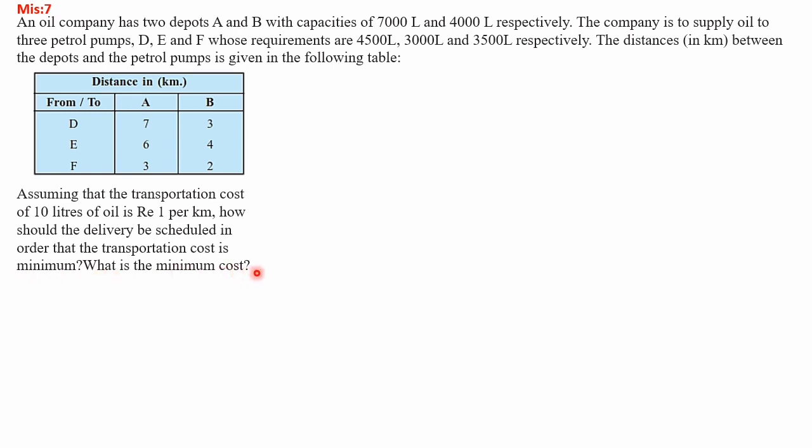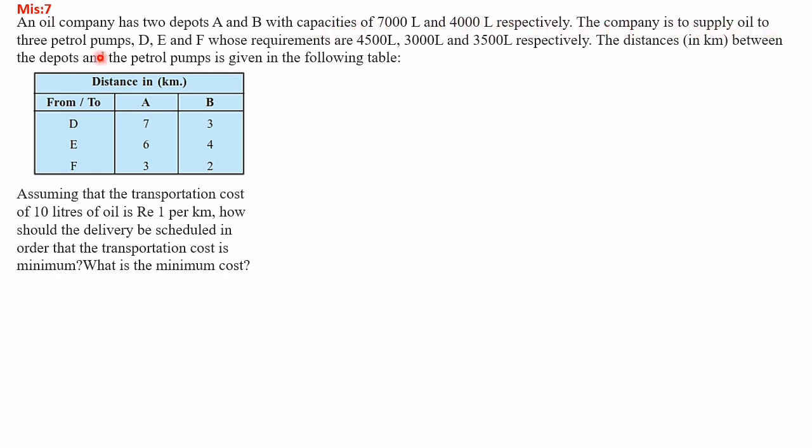What is the minimum cost? And here once again, let's go through the question. An oil company has two depots A and B, and just like the previous question, only A and B two depots are there. Previously it was godowns. Here A and B two depots, capacity is 7,000 liters and 4,000 liters respectively.